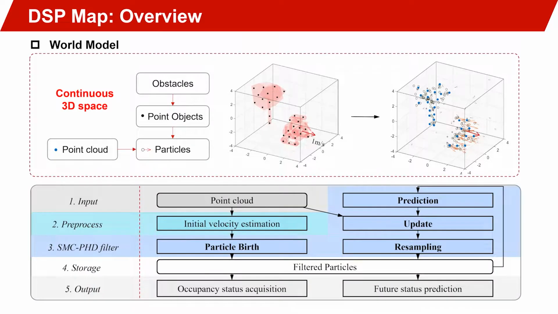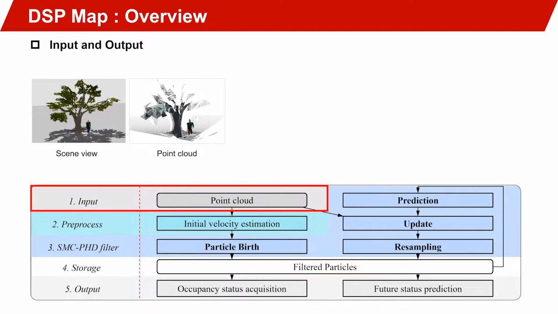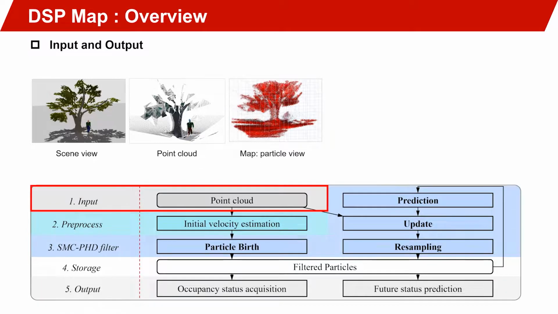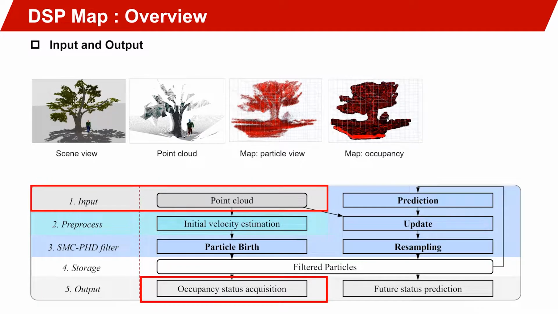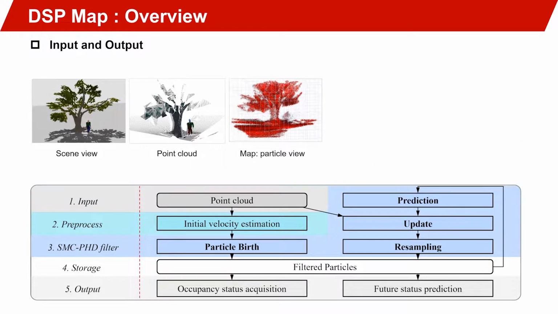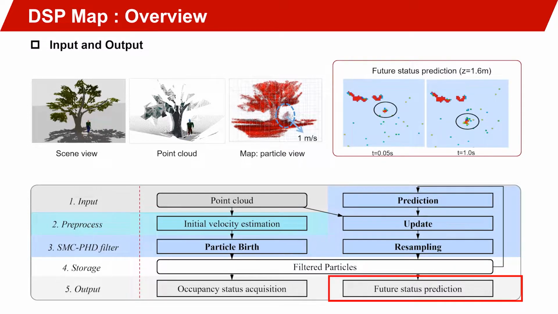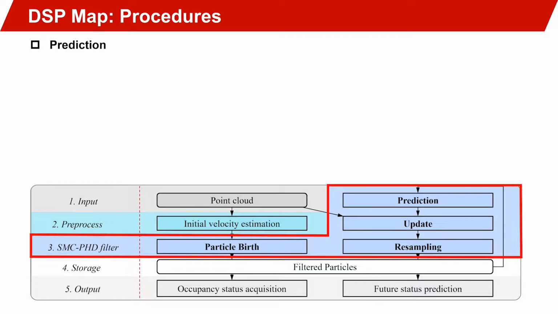The flowchart below shows the procedures of our map. The input is the point cloud. Particles are generated and updated based on the point cloud. With these particles, we can derive the continuous occupancy status of the map, which can also be voxelized with an arbitrary resolution. Besides, we can estimate the velocity of dynamic obstacles and predict their future occupancy status. The core procedures are prediction, update, particle birth, and resampling based on SMC-PHD filter.